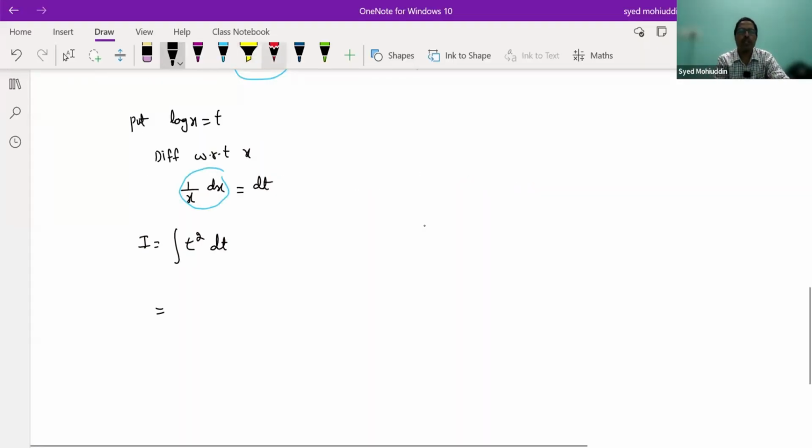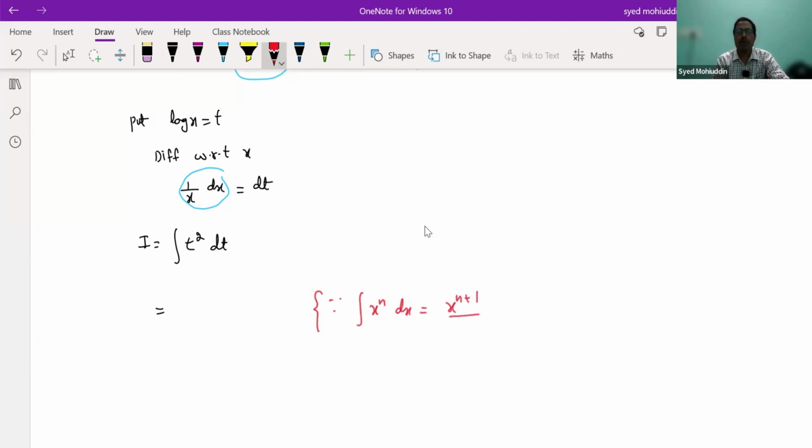The standard formula that we know is this one: the integral of x power n into dx is x power n plus 1 by n plus 1, plus the constant of integration. Let us use this one. Now here, what is the value of n? You have n as 2, and x value will be t. Accordingly, we'll write t power of n plus 1, that is 2 plus 1, divided by 2 plus 1, plus the constant of integration c.